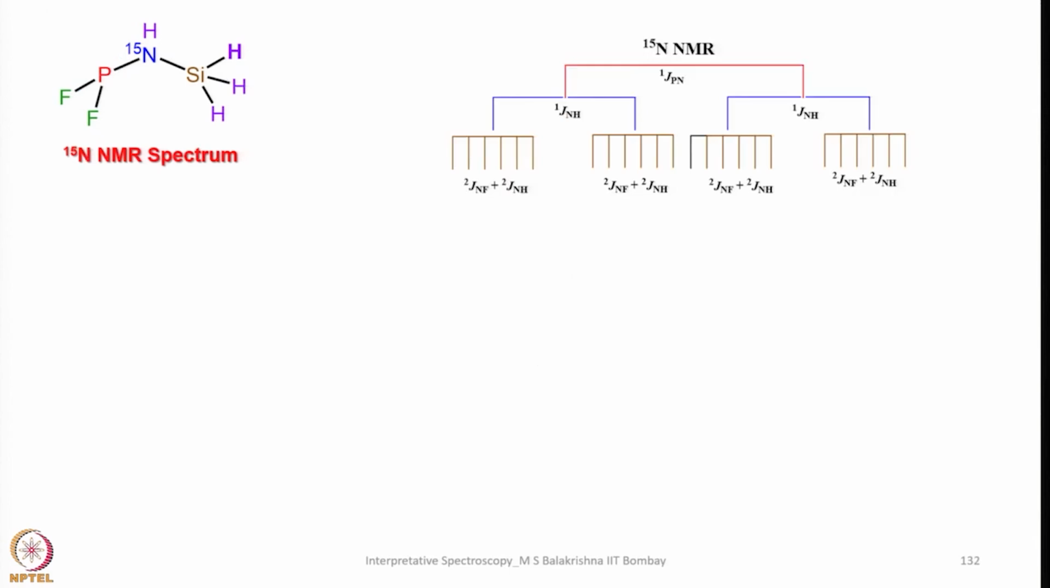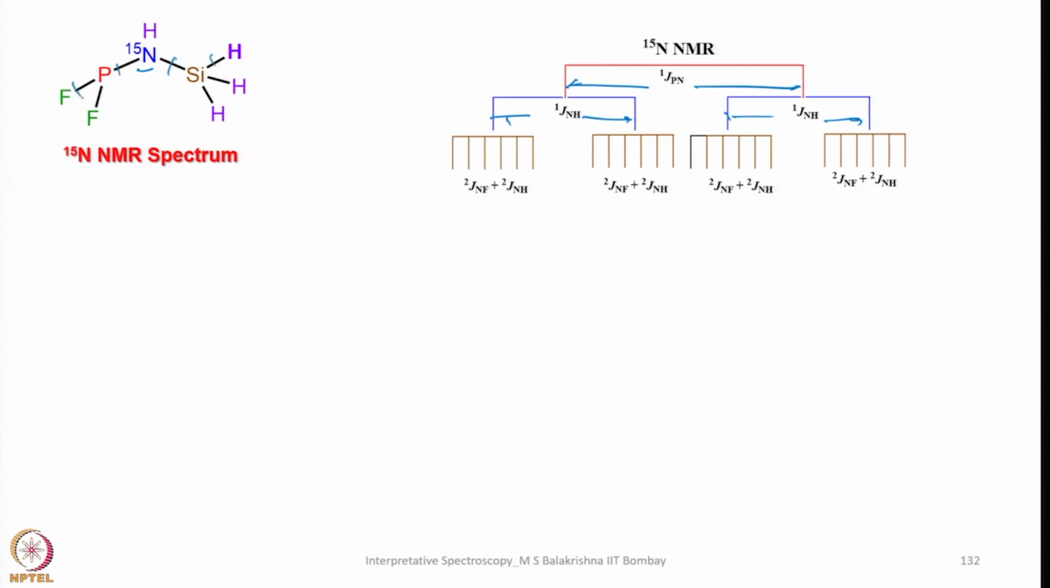Now, let us look into the 15N NMR spectrum. Again, we have 2 options: whether the NH coupling is larger or the PN coupling is larger. Let us assume PN coupling is larger, getting some hint from the previous 31P NMR spectrum. First, this N will be split into a doublet. This is the PN coupling, and then this will be coupled with hydrogen. So, something like this. Now, if you look into it, we have 6 lines each, which means there is no individual splitting, basically 1 2 bond, 1 2 bond.